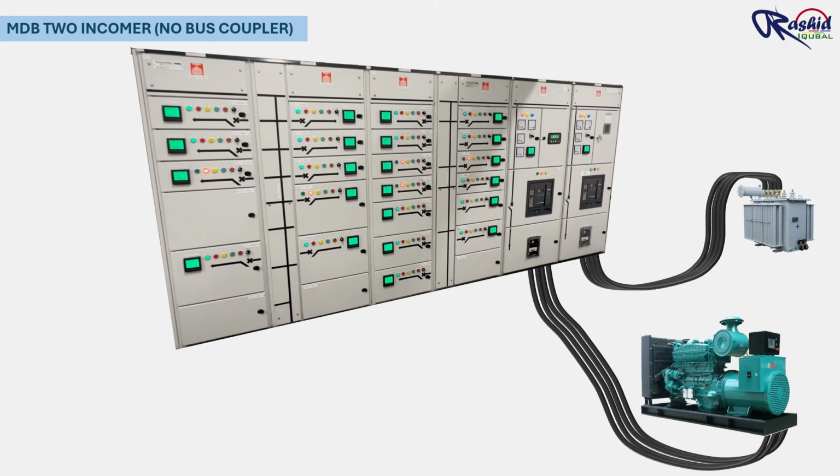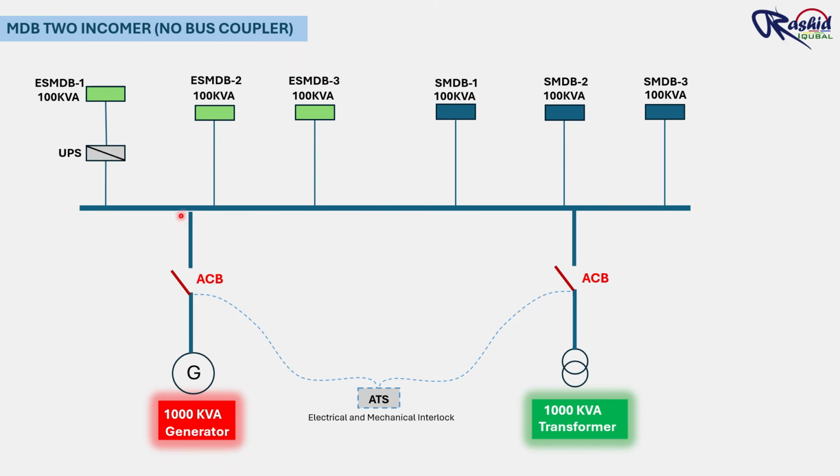Now let's move to the third type of MDB. In this system, we have two incomers, one from a transformer and another from a generator. But there is no bus coupler. Here both incomers are connected to one busbar through ATS. So there is only one bus, not two separate sections. In normal condition, the transformer supplies load. You can see here.